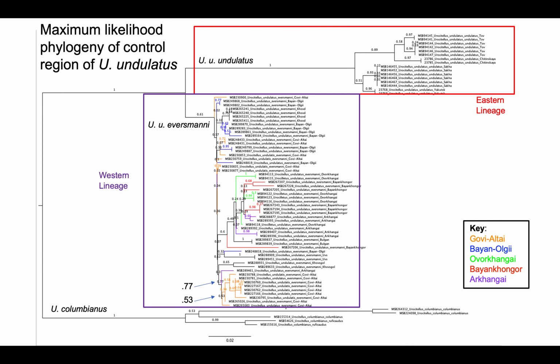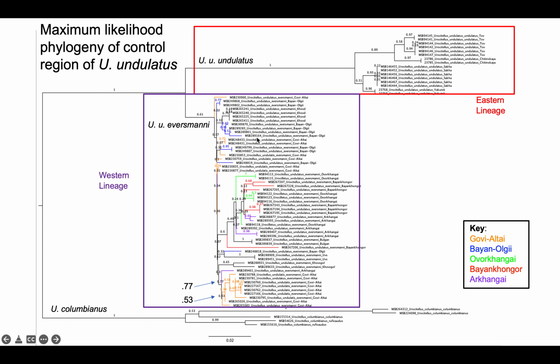So this is my tree. It's a maximum likelihood phylogeny. And so, as you can see, there is still the divergent lineages with the undulatus and the Eversmani. However, what we were looking for in the Eversmani, like the big grouping of the provenances and the mountain ranges, was not completely found here.